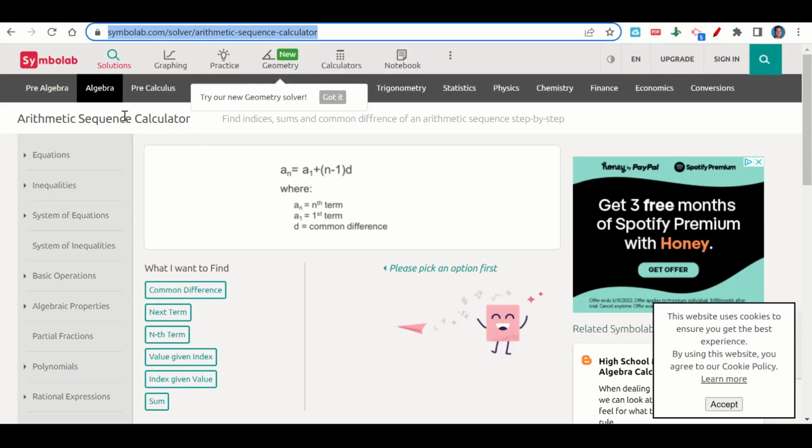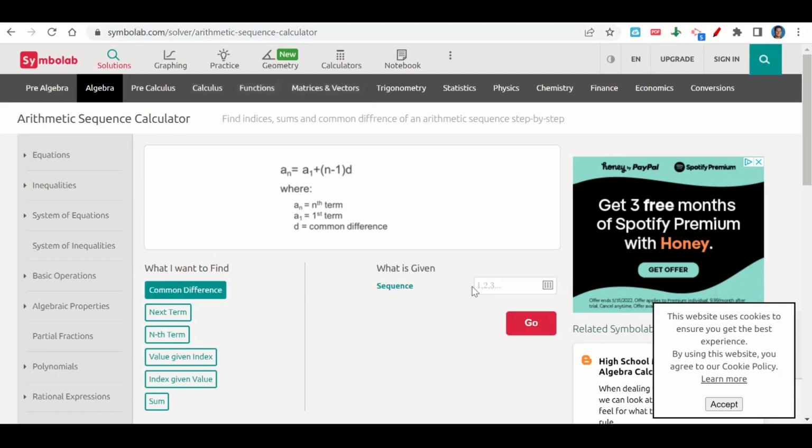So we went to Symbolab and went to their arithmetic sequence calculator. And we're going to go here to where it says common difference. And it asks, what's the sequence? So we're going to put in the first 2 or 3 terms. So if it's given as an equation, that's okay. We'll just figure out what the first couple terms are. So let's say it's 3, 7, and 11. So that's our sequence. And we can go ahead and click go.